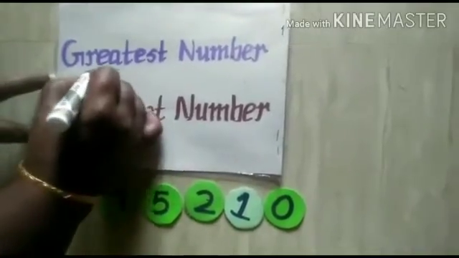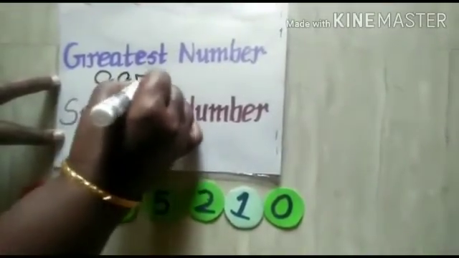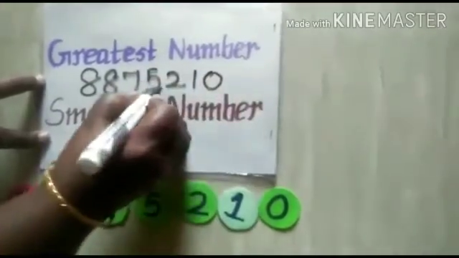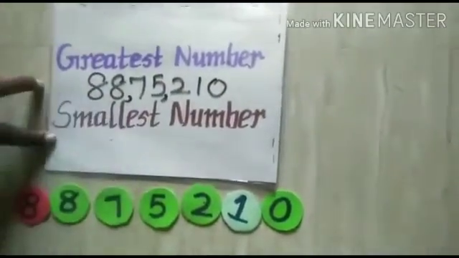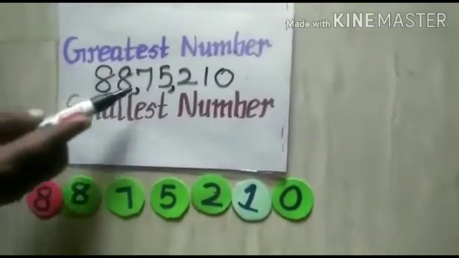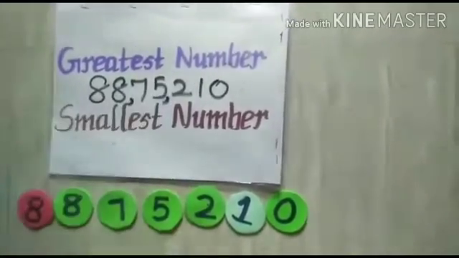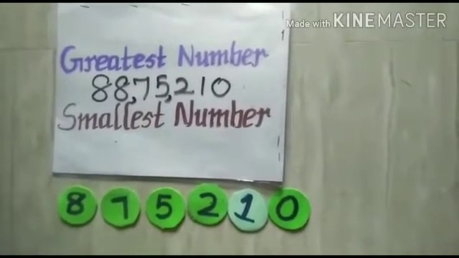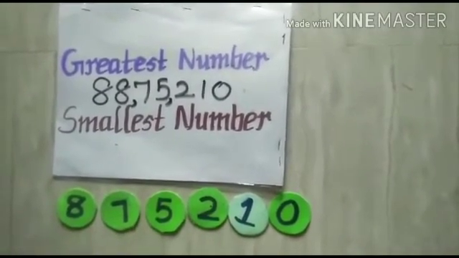Now you write the number here. 8, 8, 7, 5, 2, 1, 0. Place the commas. Now read the number. 88 lakhs 75,210.